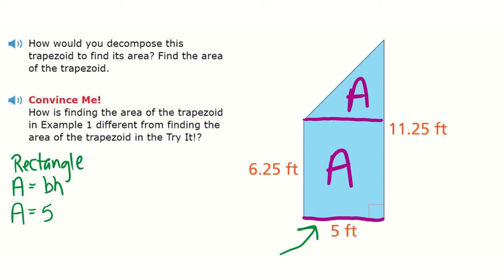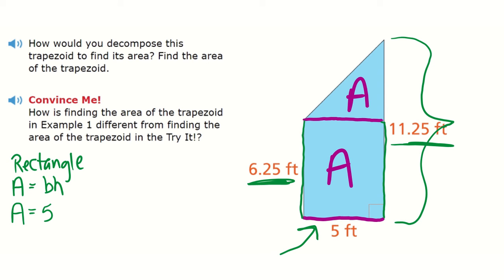Now I need to figure out my height. We have two numbers. We have this number here and this number here. But we want just the height of the rectangle. So notice the rectangle, this is its height here, and this is its height over here. So this 11 and 25 hundredths feet refers to this whole distance from the tip of this vertex of this triangle all the way to the base of the rectangle. We just want the height of the rectangle, which is 6 and 25 hundredths feet.